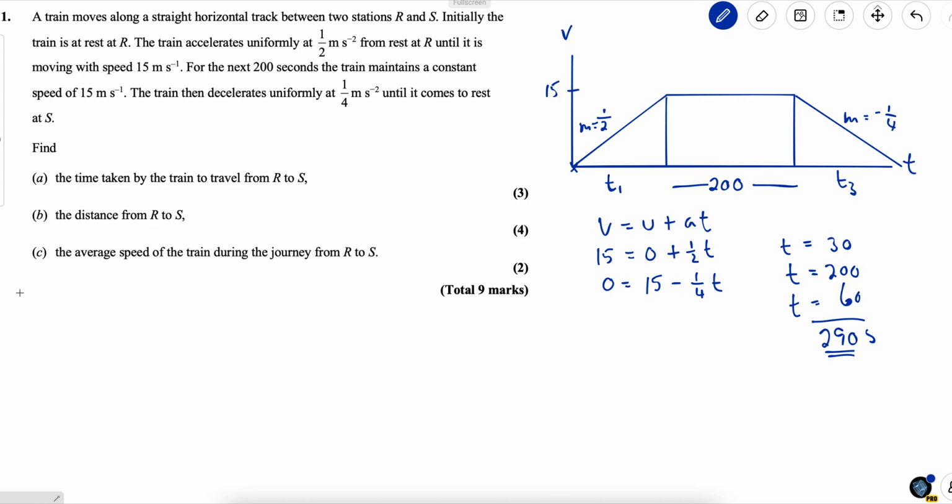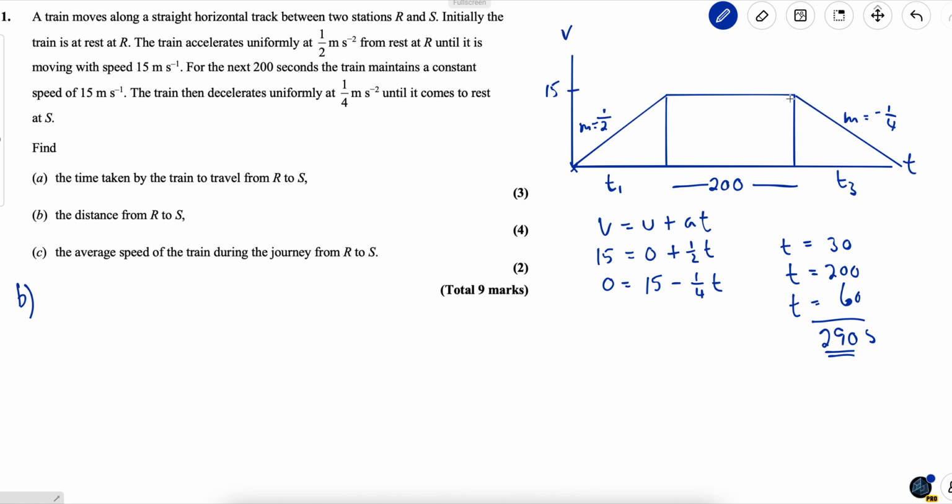For part B, we have to find the distance from R to S, and on a velocity time graph, the distance is the area under the graph. So either by splitting it into 3 different areas, calculating their areas and adding them together, or just by using the area of a trapezium, we can calculate that distance. So I'm going to use the area of a trapezium.